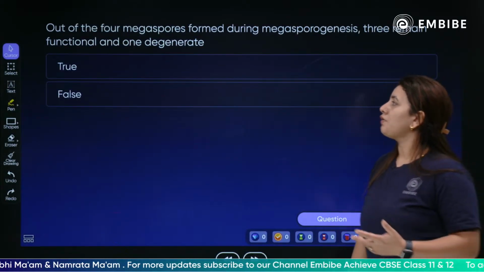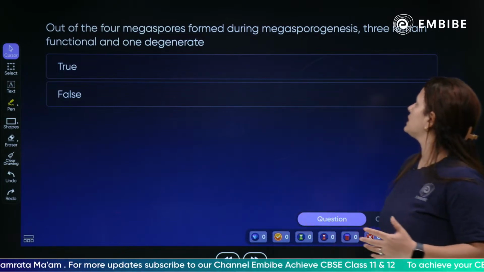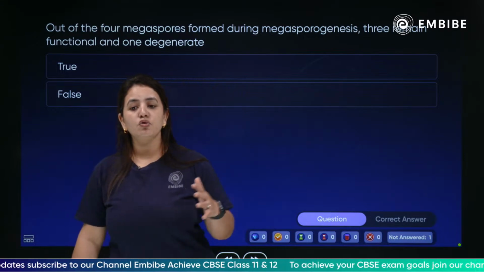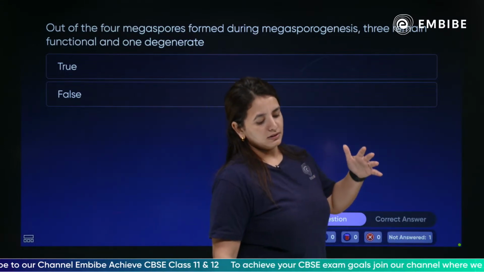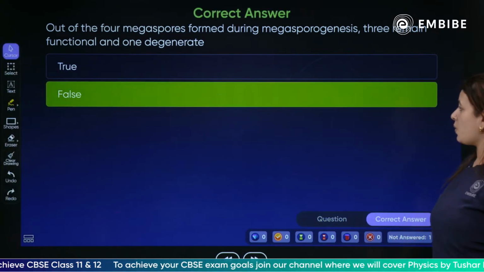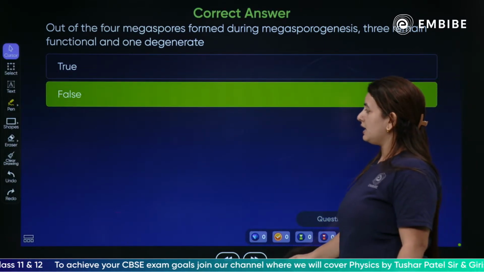Out of 4 megaspores during megasporogenesis, 3 remain functional and 1 degenerates. Do you think this is true or false? This is absolutely false. Only 1 survives and 3 degenerate.